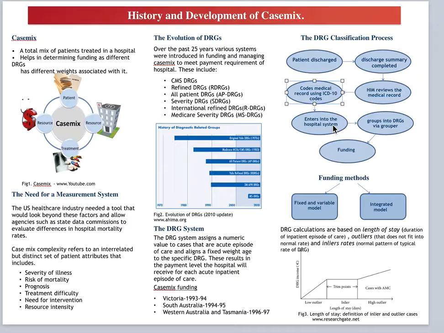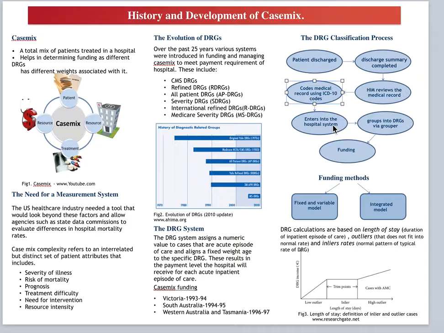This led to the development of new methods and refinement to evaluate acute care in hospital and consider the factors that affect the cost of delivering inpatient health services. Case mix complexity refers to an interrelated but distinct set of patient attributes that includes severity of illness, risk of mortality, prognosis, treatment difficulty, need for intervention, and resource intensity.